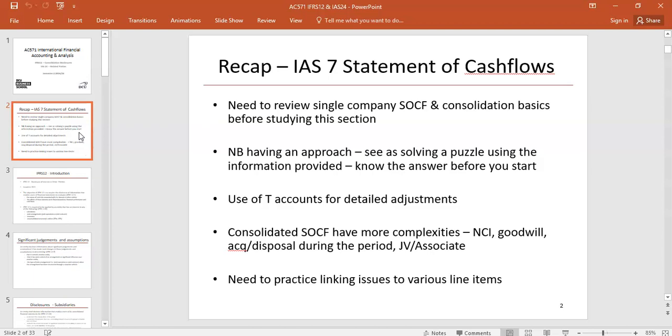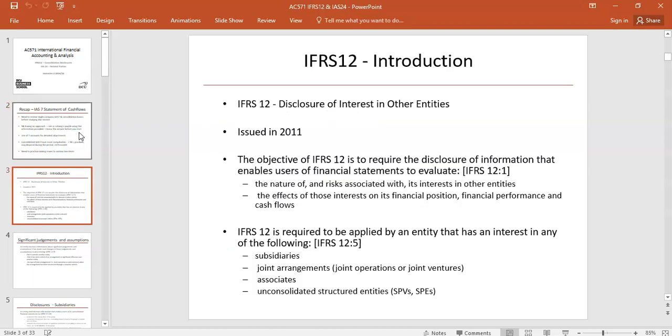And as well as that then, I suppose the added complication we have when we do consolidations is we have to figure out how the NCI, the associate, an acquisition of a subsidiary or disposal of a subsidiary impact the statement of cash flows. And that's kind of the standard that you should expect in terms of exam questions coming from statement of cash flows. So what we're moving on to, the first standard today, is IFRS 12.